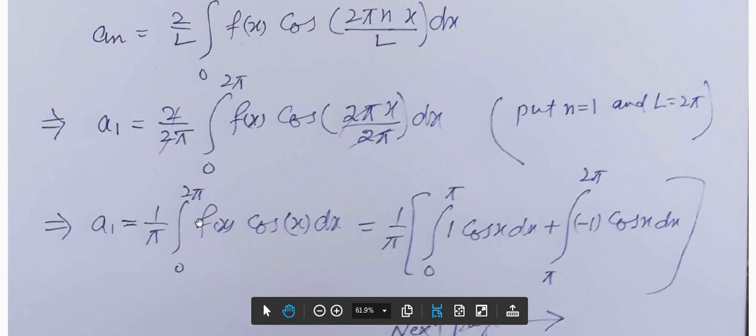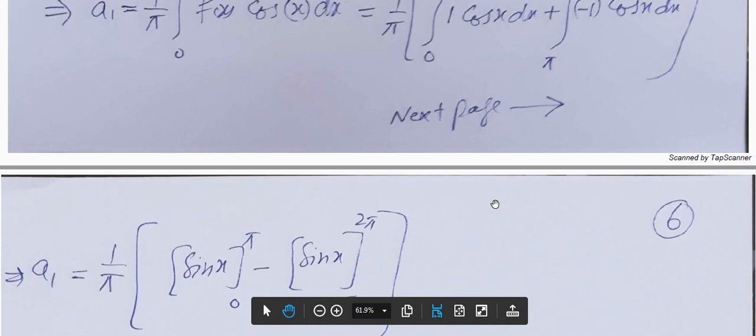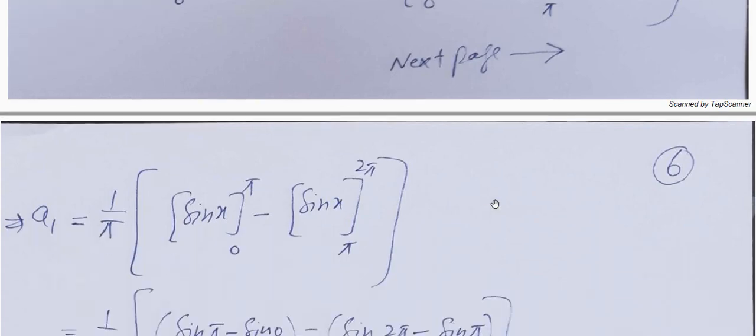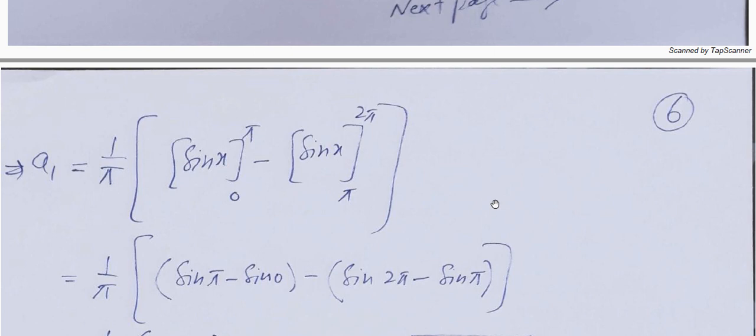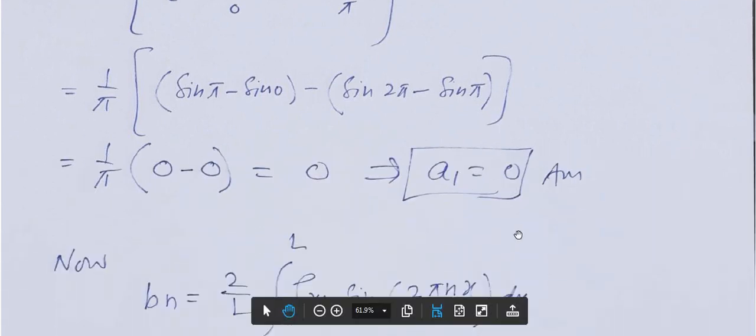Now 0 to 2 pi, again we have to break this into two integrals. Because your f of x varies from 0 to pi as 1, and from pi to 2 pi as minus 1. And now you don't have to use the integration by parts formula here, so you can directly solve this. Integration of cosine x, you know it is sine x, and integration of minus cosine x is minus sine x, and you can substitute the upper value and the lower value. You can simplify, and you will get a1 as 0.